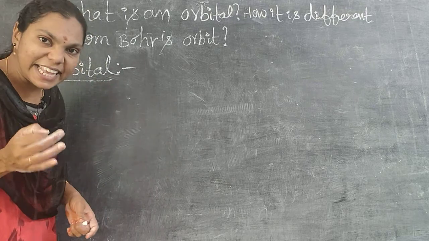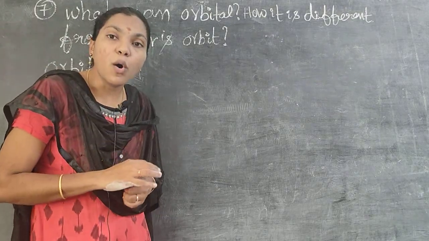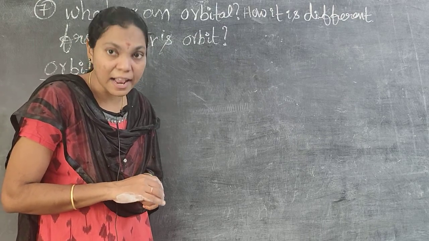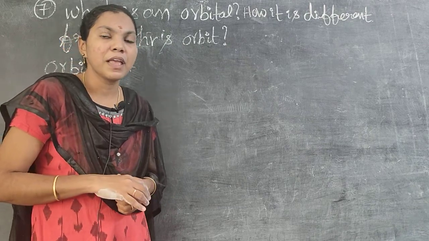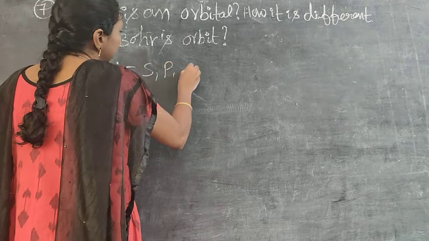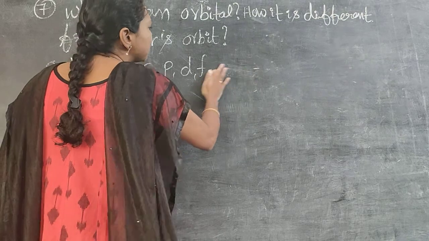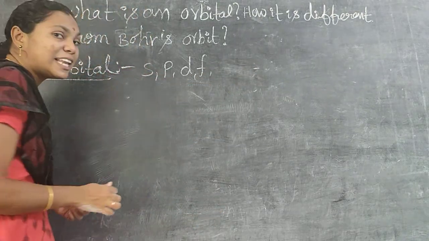orbital. Again I repeat the definition of an orbital. The space or region where the maximum probability of finding the electron is there is known as an orbital. So we have four types of orbitals mainly: S, P, D, F. G is also there and so on. But according to our syllabus, we say four types of orbitals are mainly there.